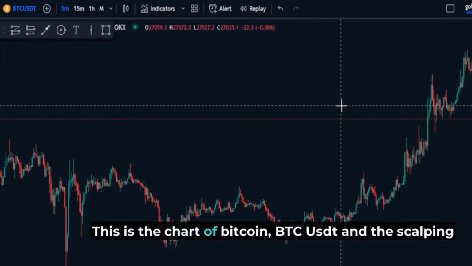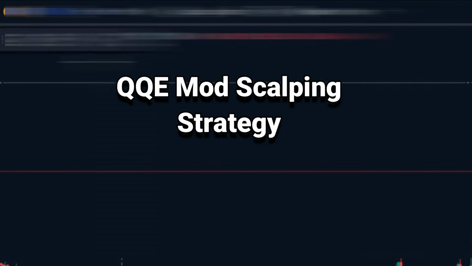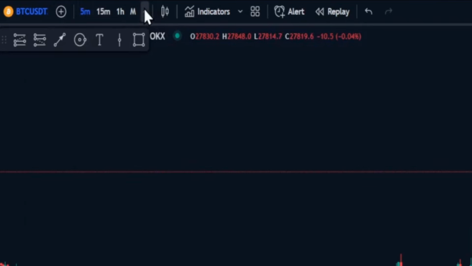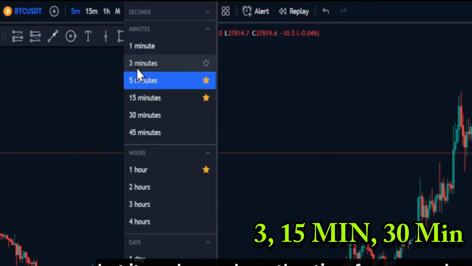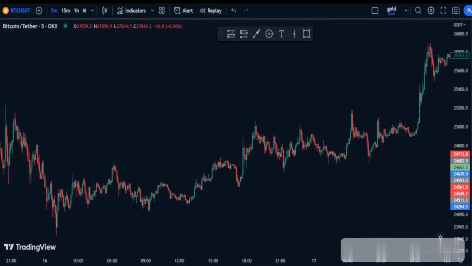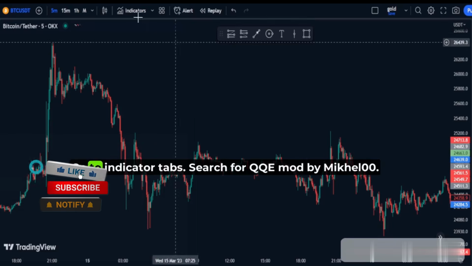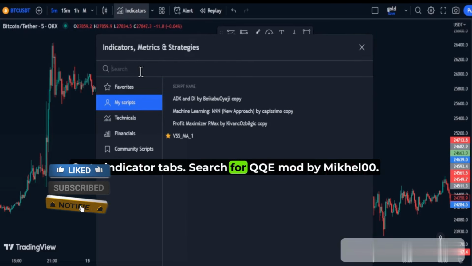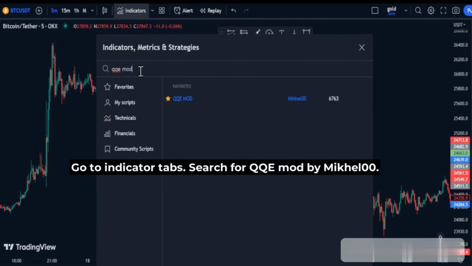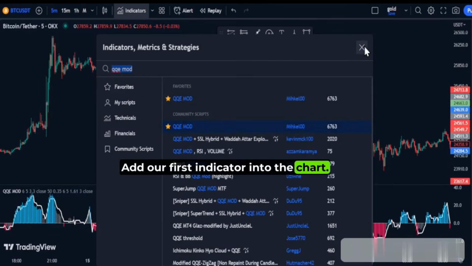This is the chart of Bitcoin, BTC USDT, and the scalping strategy is best used in 5 minutes, but it can be used on other time frames such as 3 minutes, 15 minutes, and also 30 minutes. Now let's set our first indicator into the chart. Go to Indicator tabs, search for QQE mod by Maker00. Add our first indicator into the chart.